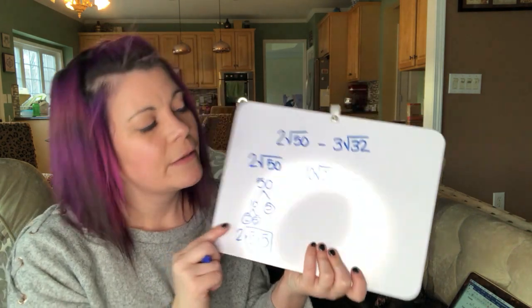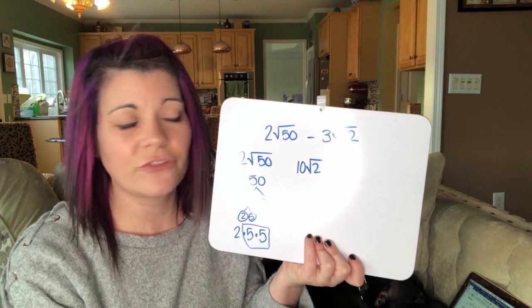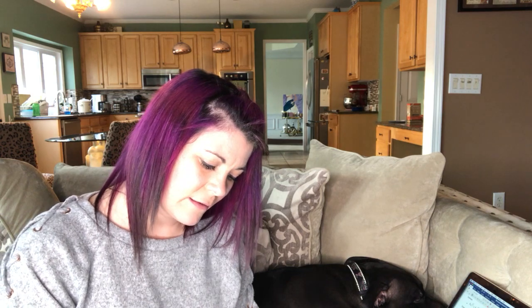Now I need to do the same for 3 square root of 32. I need to simplify it. So 3 square root of 32, that means I take the square root of 32 and I find the prime factorization of 32. So I'm doing that.